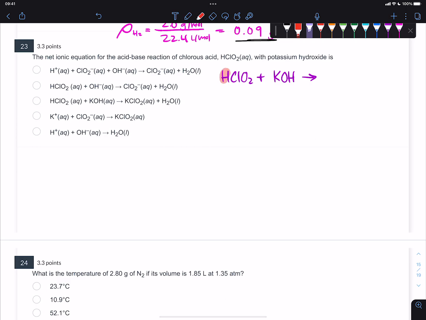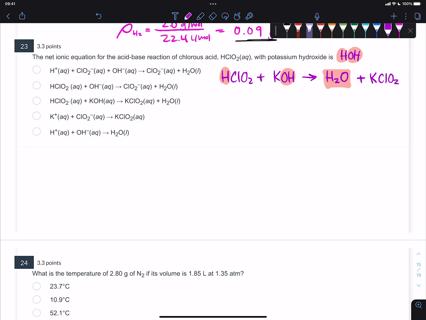So the H is going to pair up with the OH to form some amount of water. So we can actually just put that here, H2O. You can think of water as HOH. That's your H2O. And what's left over? You get potassium chlorite. That's ClO2 minus, the chlorite ion. So that's your overall equation.